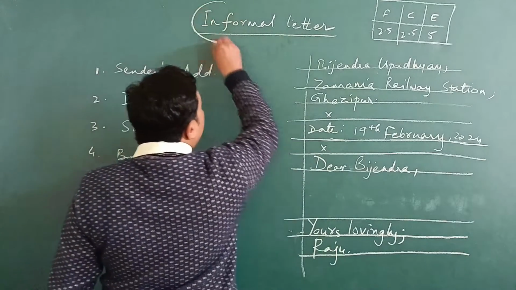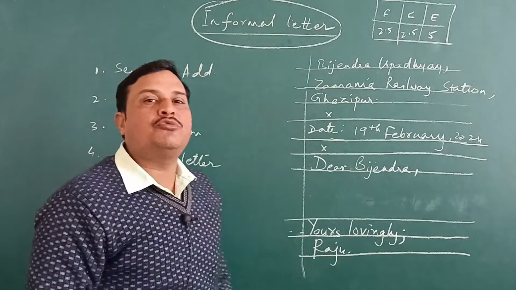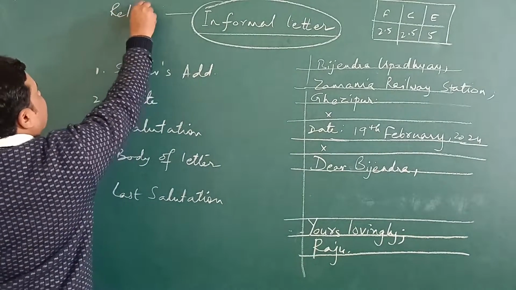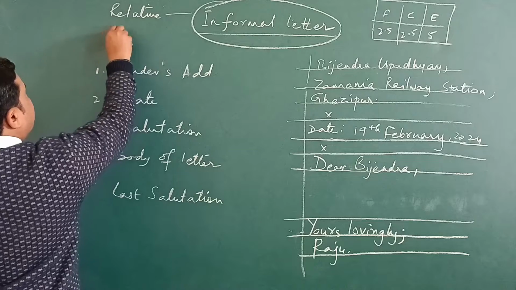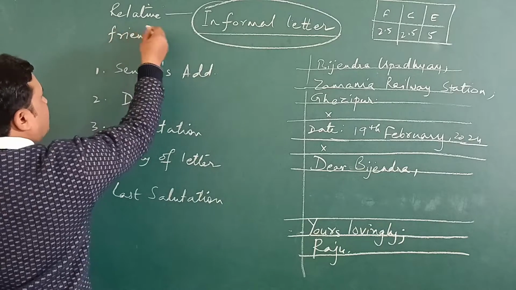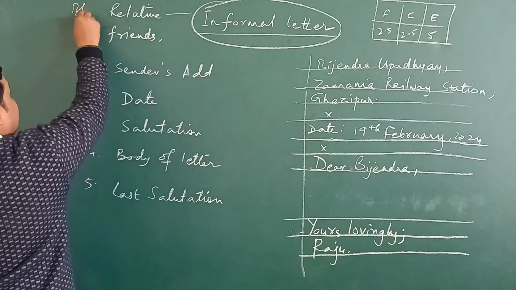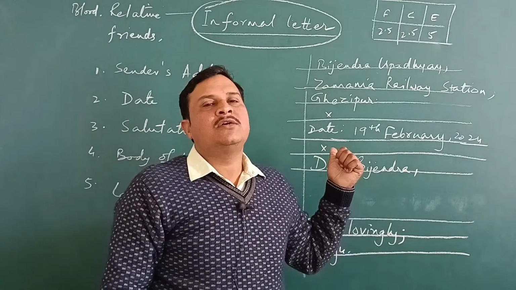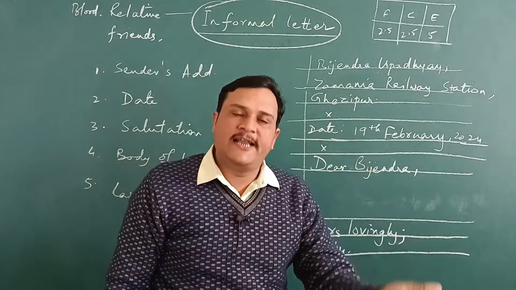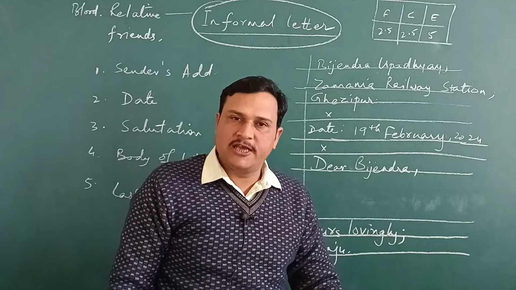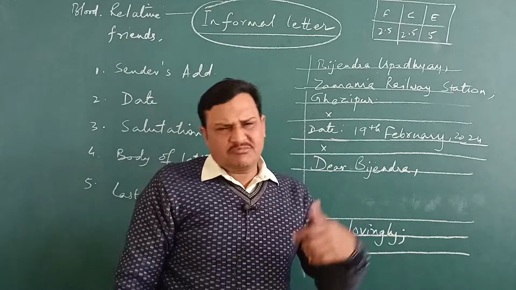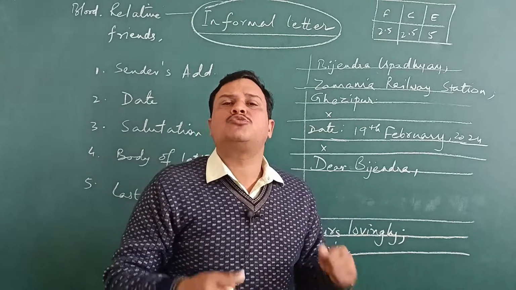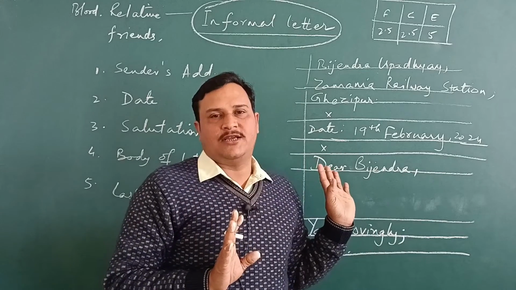Basically, an informal letter we write to our relatives, to our friends, to our blood relatives, to our granny, to anyone who belongs to our relations. That is the informal structure.